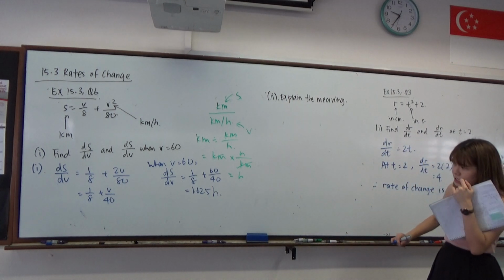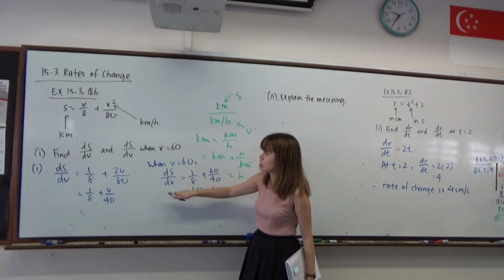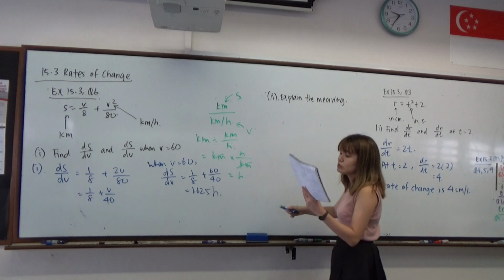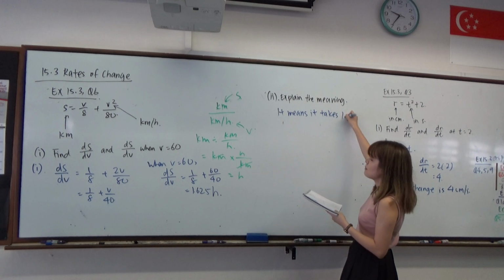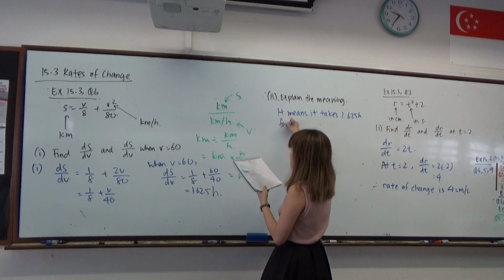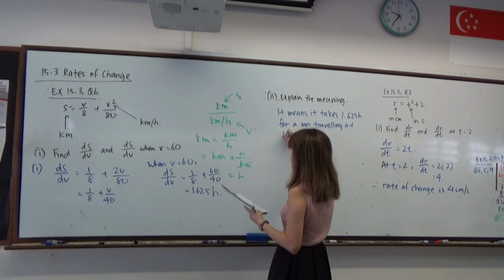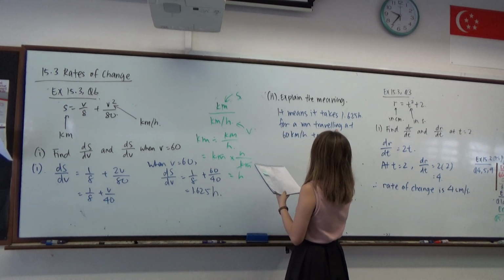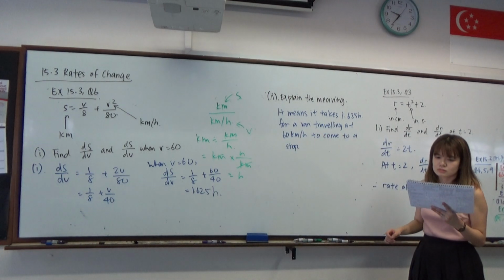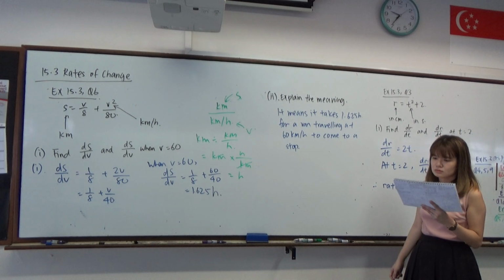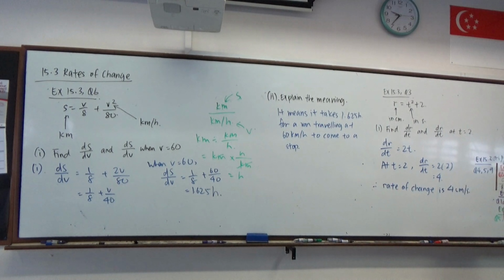Explaining the meaning itself, we know that this is the change of the distance over the change in speed. So this will mean that it is taking 1.625 hours for a van traveling at 60 kilometers per hour to come to a stop. Yes, because in this question we are talking about the stopping distance of a van moving at v kilometers per hour.